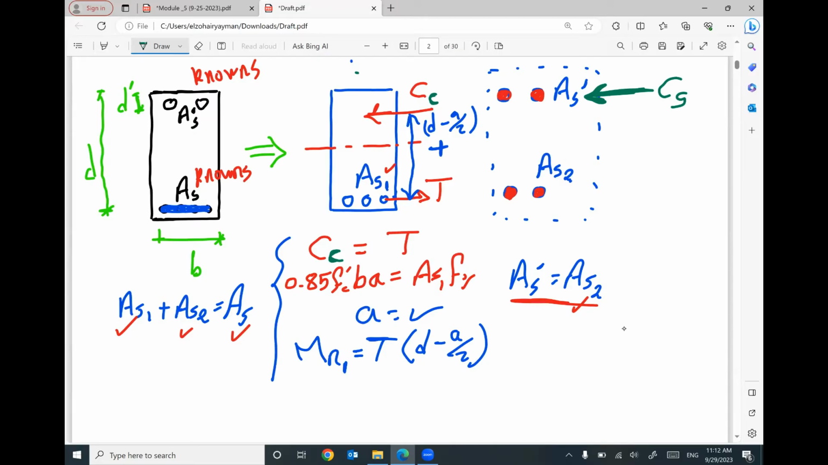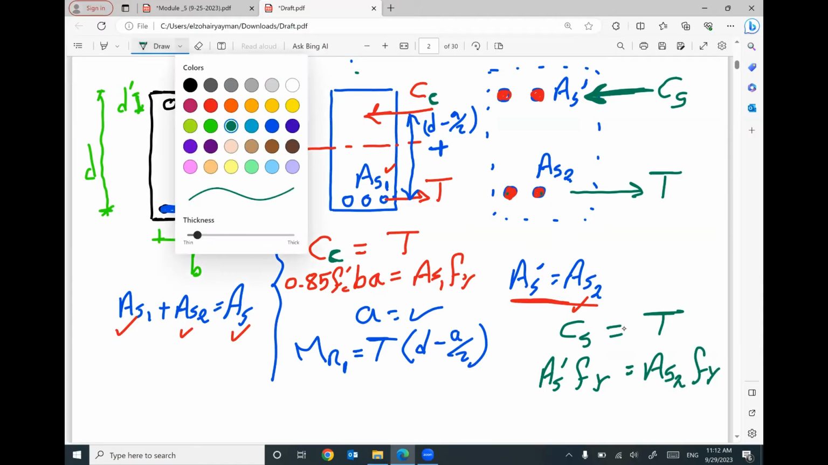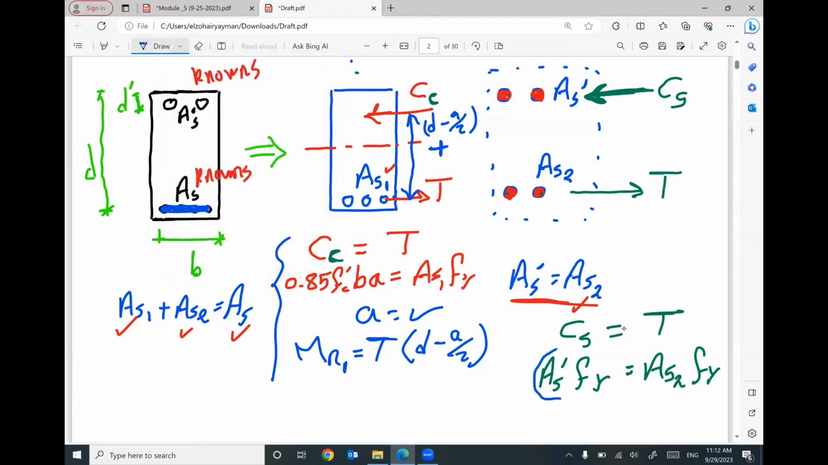So I will have compression in the steel reinforcement, and I will have another tension in the part of the steel under tension. For equilibrium, capital C must equal capital T. Capital C equals area steel prime times fy. Capital T equals area steel 2 times fy. And this is the reason why I mentioned area steel prime must equal area steel 2.